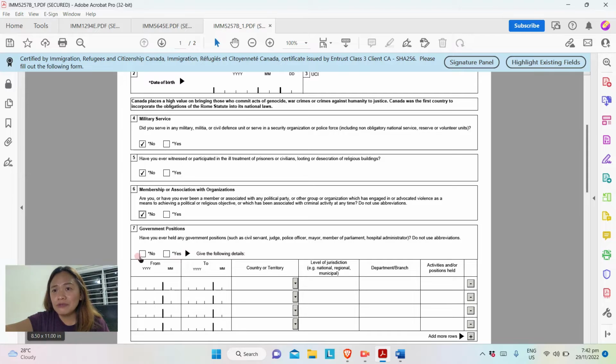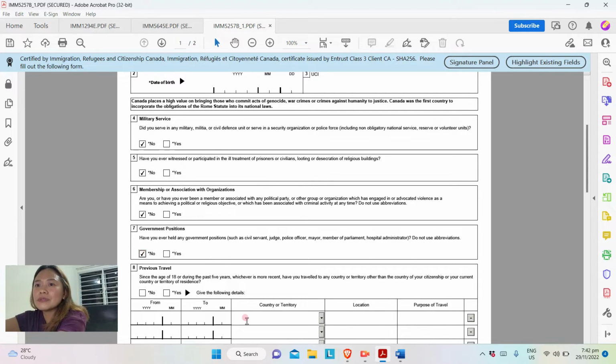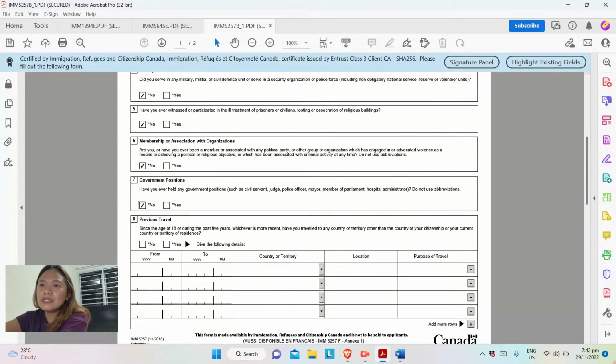Government position. If you don't have one, then no. And then here, the number 8 question is the previous travel. So if you have, since the age of 18 or during the past 5 years, whichever is more recent, traveled to any country or territory other than the country of your citizenship or your current country of residence?